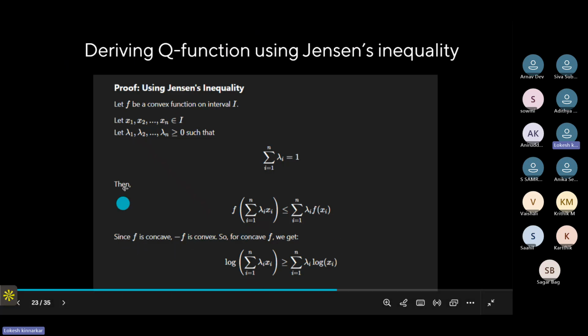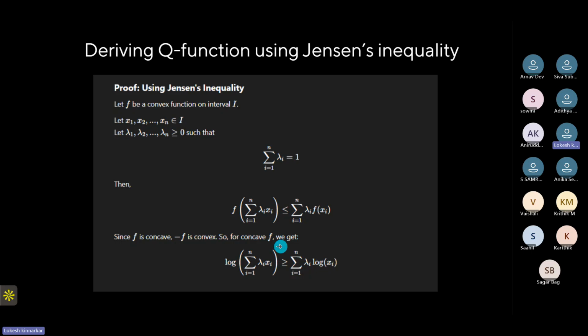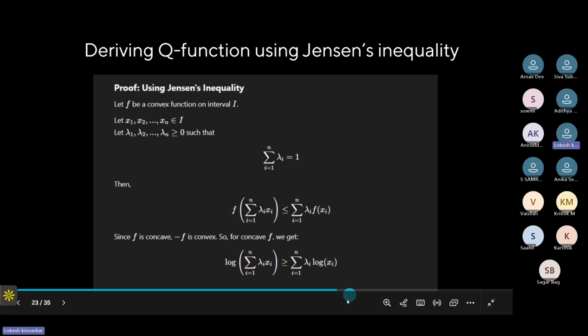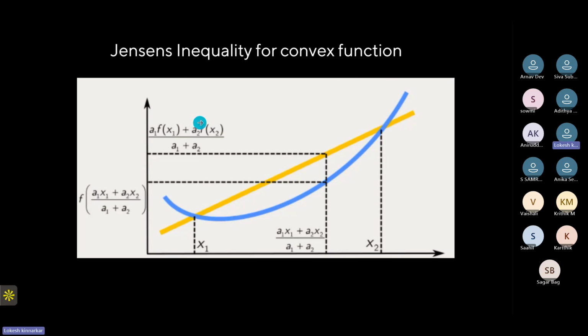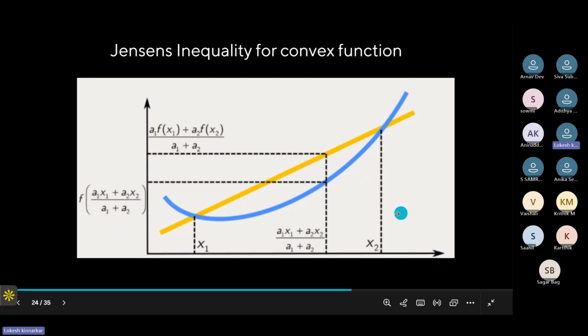So you can see this is valid for the convex function. The concave function will have exactly the opposite sign for Jensen's inequality, and since log is a concave function, we will be using this particular expression for deriving Q. Here is Jensen's inequality for a convex function. You can observe that this particular quantity on the left hand side is less than this particular quantity, which is essentially lying on a line, and it is following the section formula. And these are the two data points which we have considered.